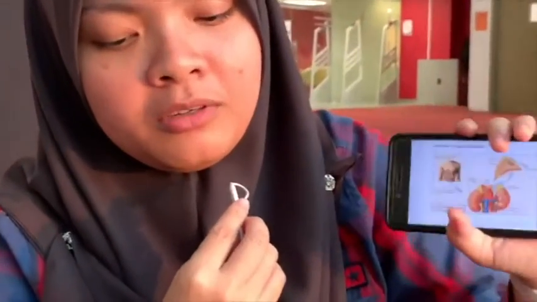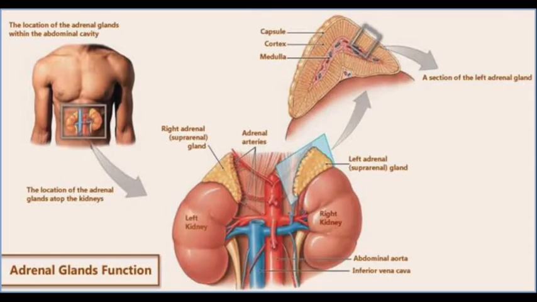I will explain about the location of steroid hormones, which have two types: adrenal gland hormone and gonad hormone. As you know, the adrenal gland sits on top of the kidney in the retroperitoneum. As you can see, this is a picture of the adrenal gland hormone.